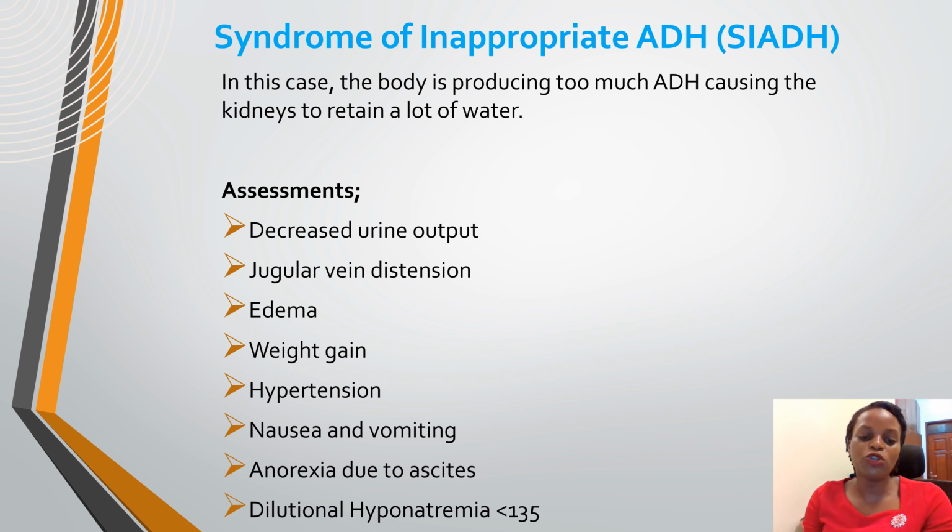will have dilutional hyponatremia. While in diabetes insipidus we had hypernatremia, hypovolemic hypernatremia, here we will have dilutional hyponatremia, because while the sodium concentration may remain the same in the blood, the water being retained dilutes it. So we'll have dilutional hyponatremia.